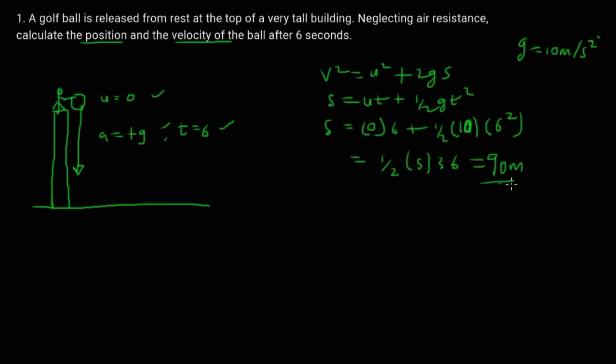So the position of that object is 90 meters away from the top of the high-rise building. Now let's say we want to find the velocity. Recall that velocity is equal to u plus gt. So v is equal to g, which is 10, times the time of the object, which is 6 seconds, so that it becomes 60 meters per second.